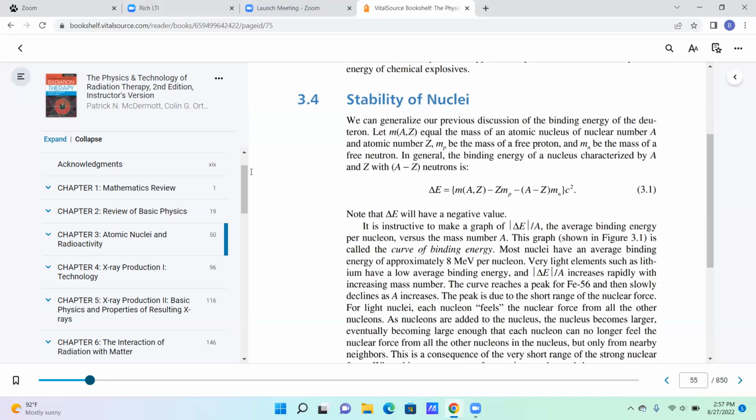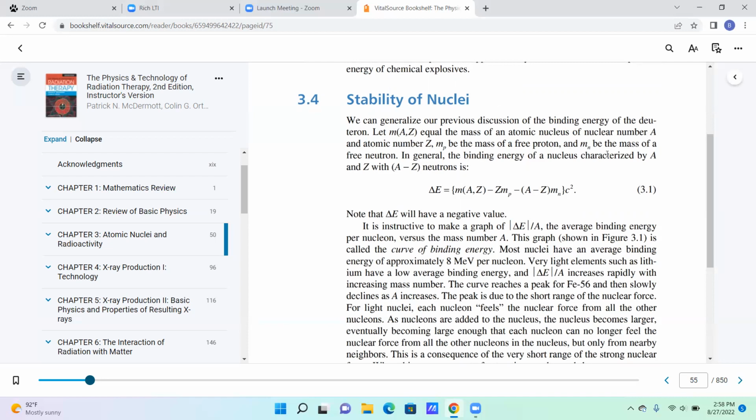Stability of nuclei. So we can generalize the previous discussion of binding energy of the deuteron. We're going to let this expression equal the mass of an atomic nucleus of mass number A and atomic number Z. M sub P is going to be the mass of a free proton, and M sub N is going to be the mass of a free neutron.